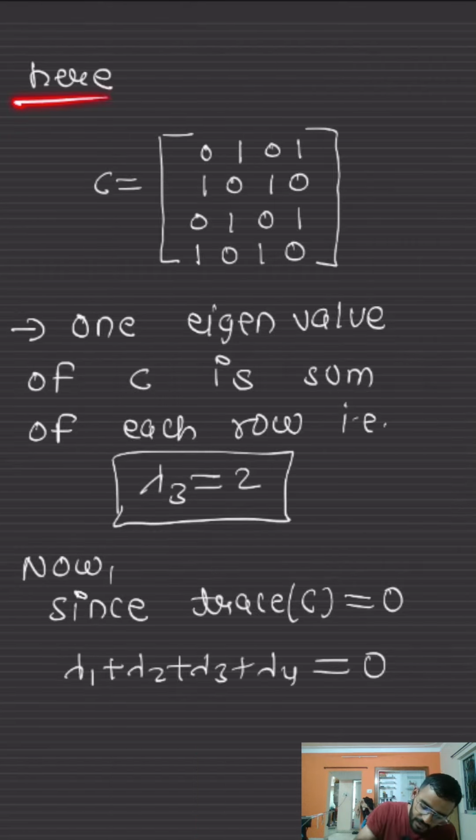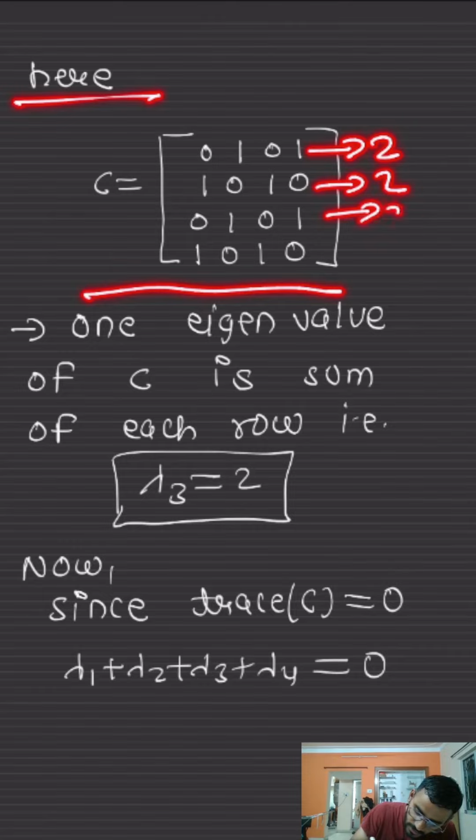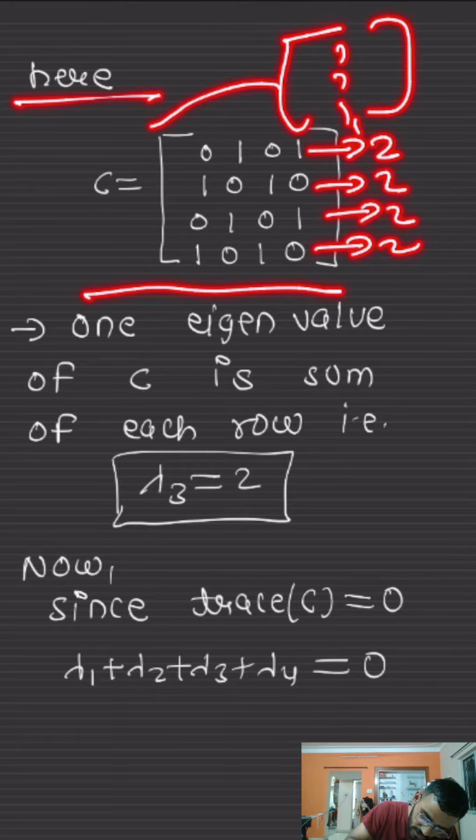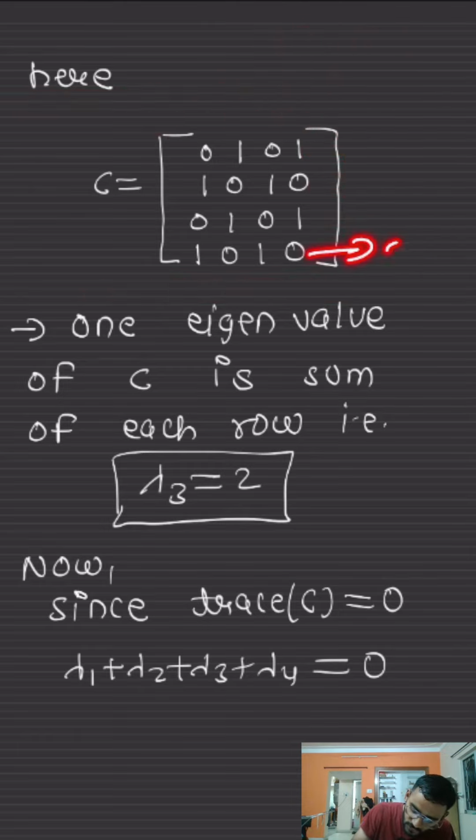Here we see this matrix C. Here the sum of each row is 2, and hence 1 1 1 1 will be an eigenvector of C corresponding to the eigenvalue equal to the sum of each row, which is 2. Hence one of the eigenvalues is 2.